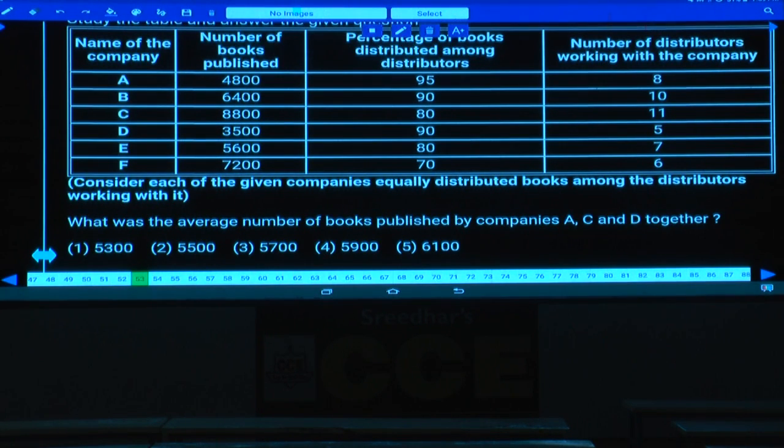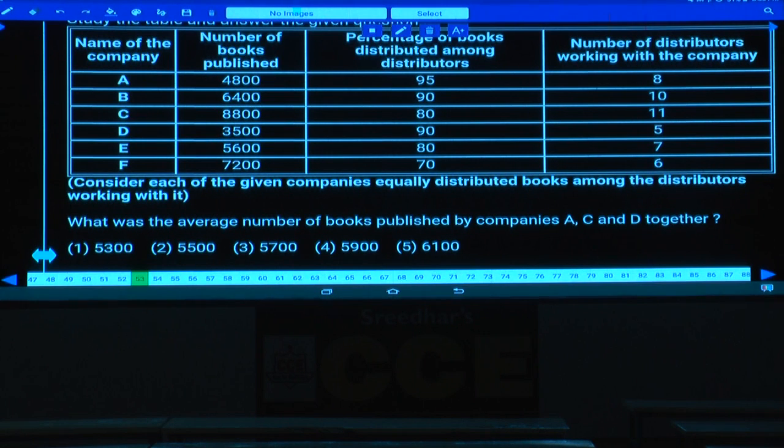Next. What was the average number of books published by A, C, D together? A, books published, right? Right. Published or distributed? Published in the sense you need to consider only original numbers 4,800, 8,800, 3,500. Now, verify only hundreds places 800, 800, 500, that is 2,100. Yes or no? 2,100. Last three zeros, last three digits, 100.